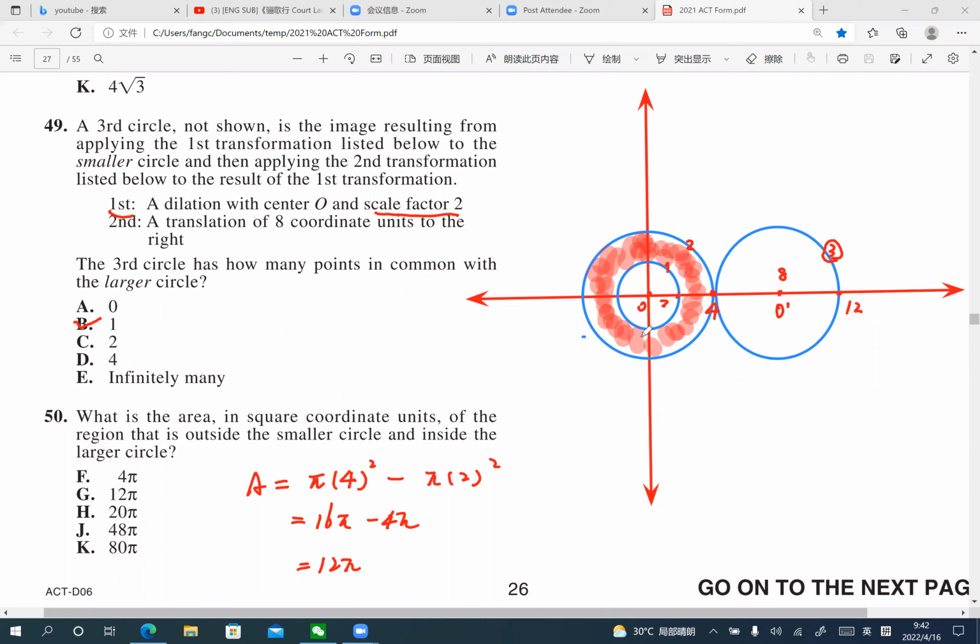After we observe the graph, we can tell the area of the shaded region should be equal to the area of the big circle minus the area of the small circle, which is pi times 4 squared minus pi times 2 squared, equal to 16 pi minus 4 pi equals 12 pi. So for question 50, we should choose option G, 12 pi.